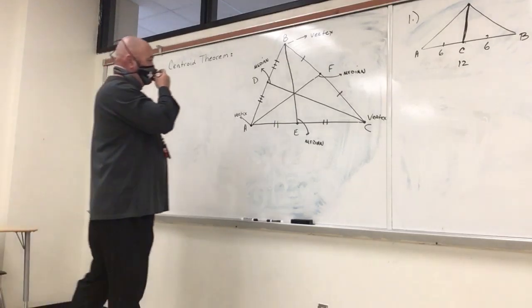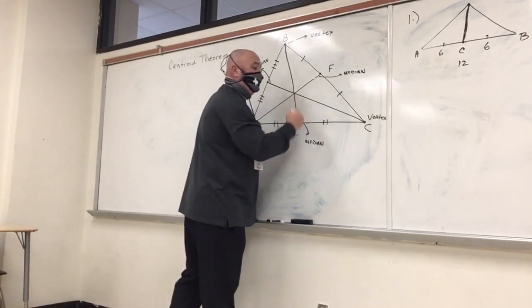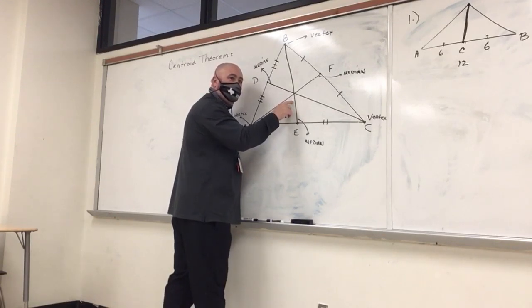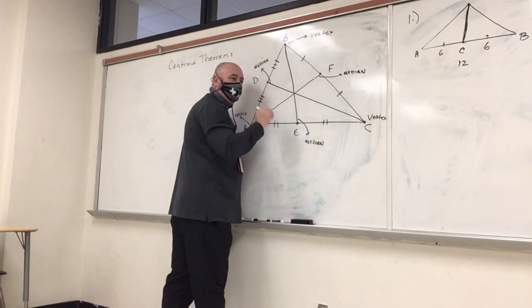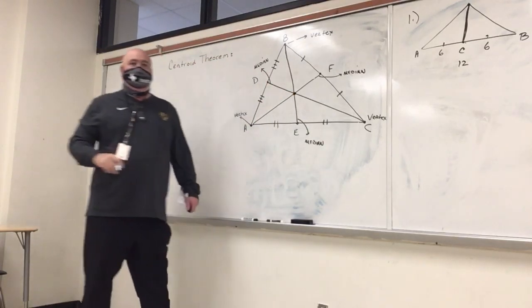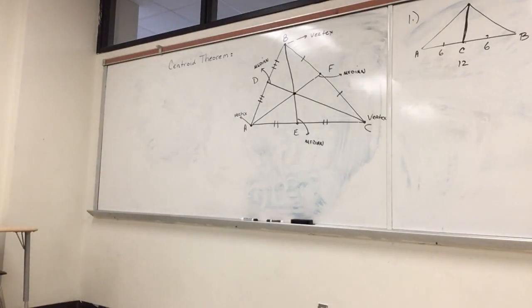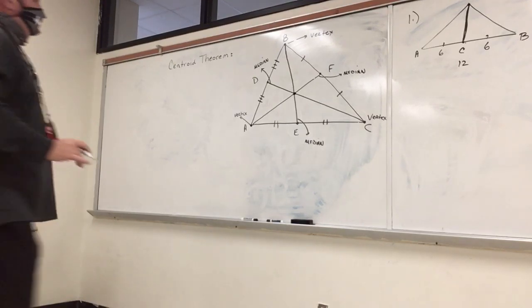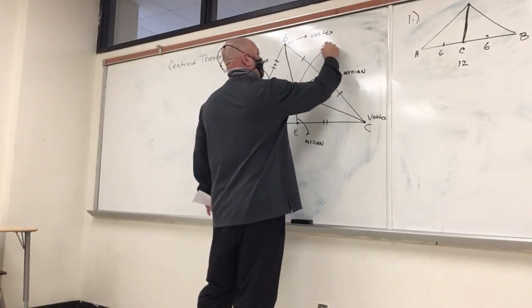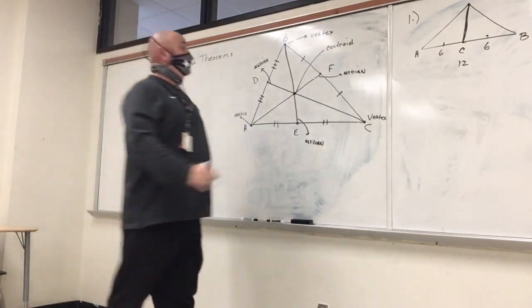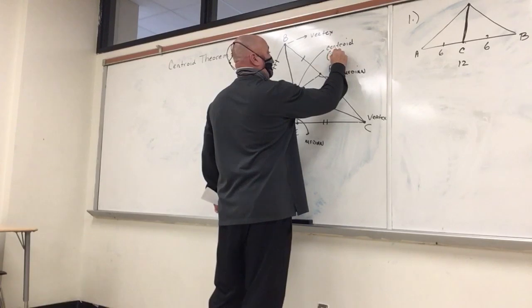Alright. Now, if you'll notice, when I drew these three medians inside this triangle, what happened right here? They all connected. They all crossed at one point, right? They all crossed at that point. That is by no accident. It is a natural occurrence that happens in all triangles. This point is called the centroid. It is also called the point of concurrency.